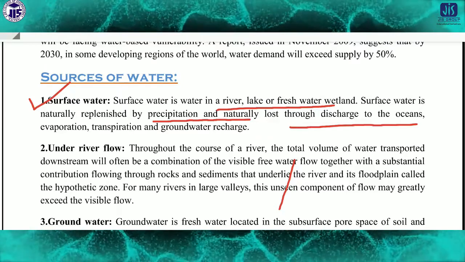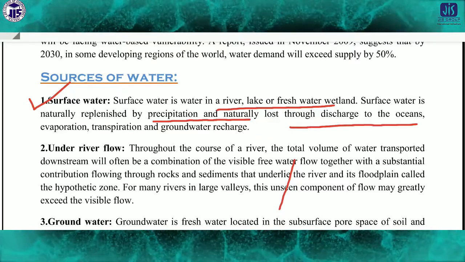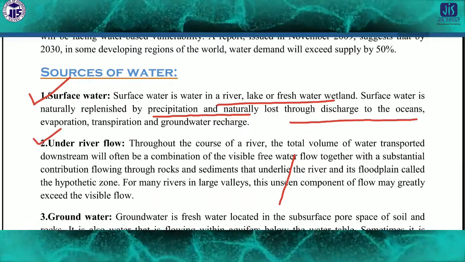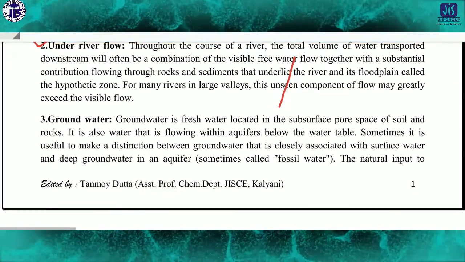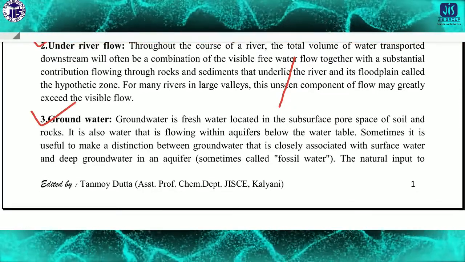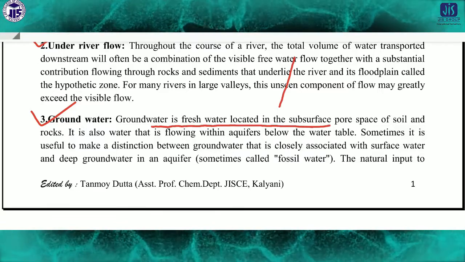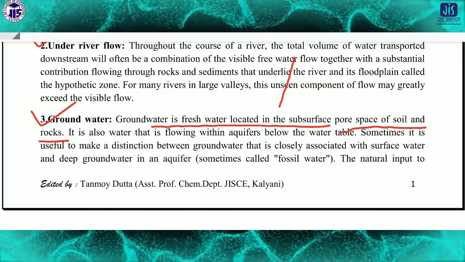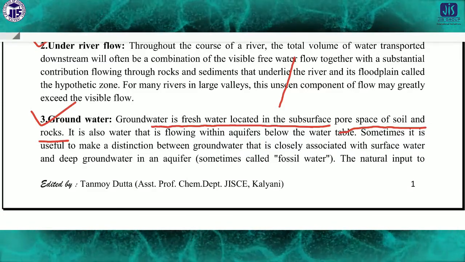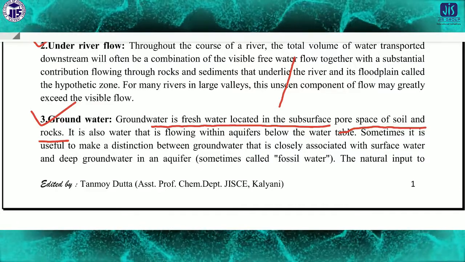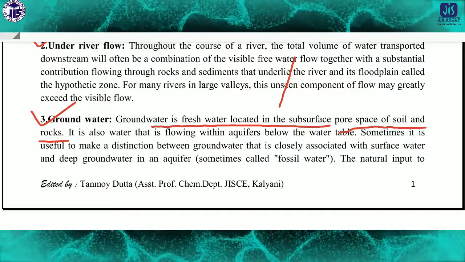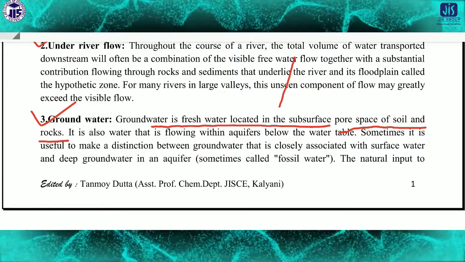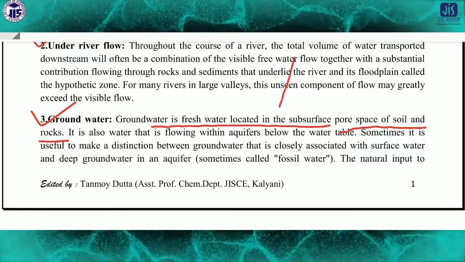Then second, the underriver flow. So there is another source of water, this is the underriver flow. And the third source of water is groundwater. All of you know very well that groundwater is fresh water located in the surface pores or spaces of the soil and rocks. It is also water that is flowing within aquifers below the water table. So groundwater is another important source of water, and generally it is taken as pure water, and we use that for our drinking purpose.